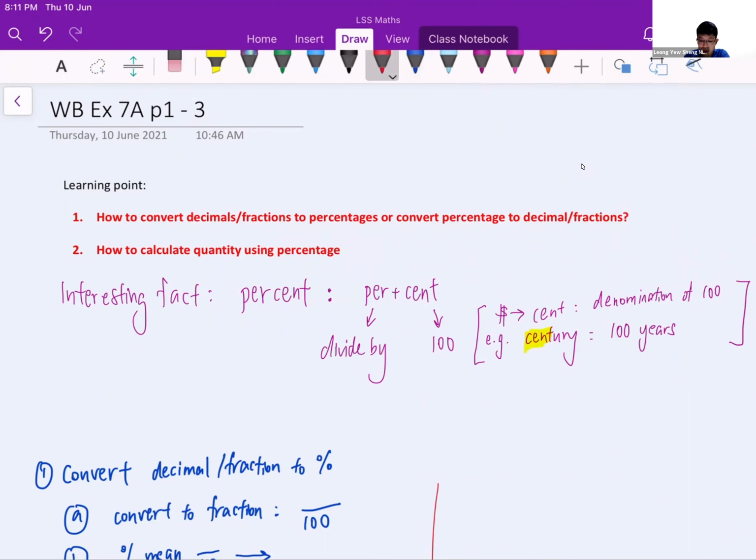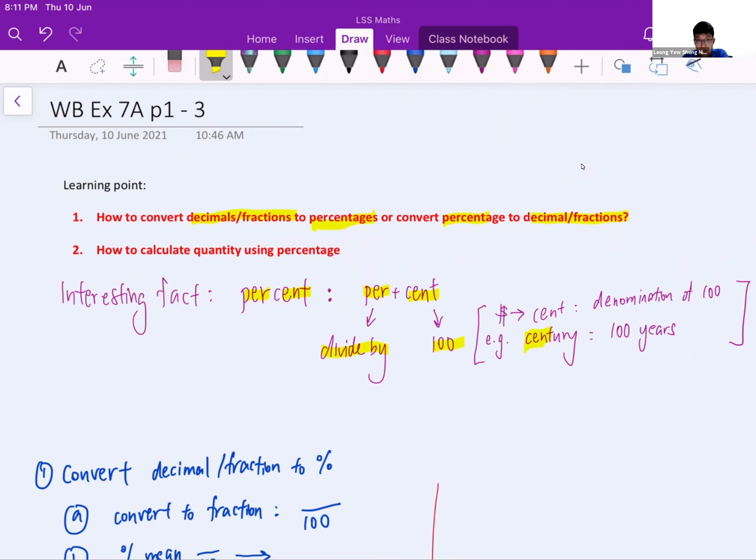decimals and fractions to percentage, or convert percentage to decimals or fractions. Okay, just an interesting fact for you to know. The word percent is actually made up of two parts. Per means divide by, cents means 100.